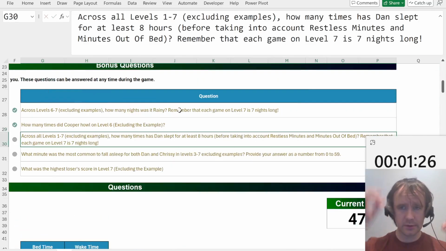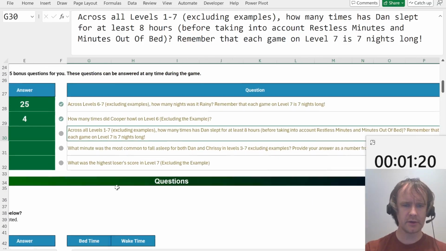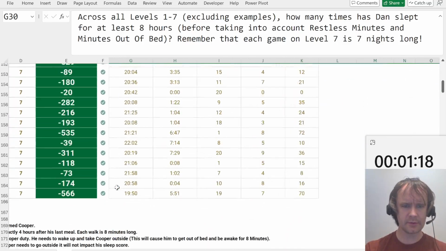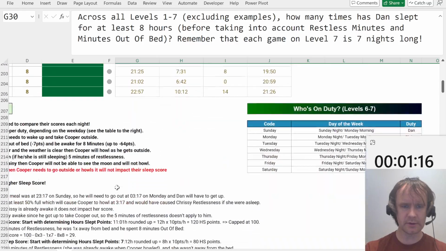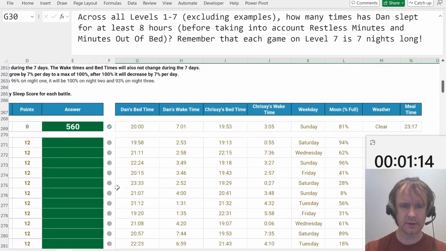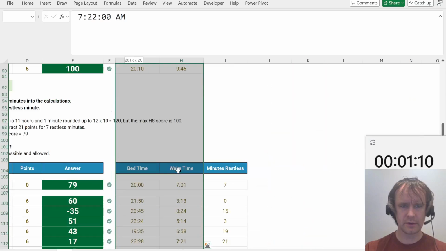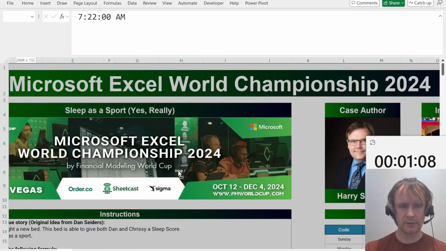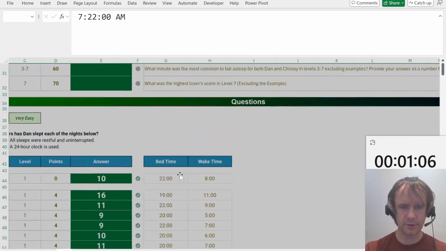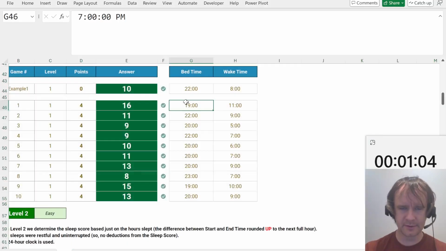Across all levels, how many times has Dan slept for at least 8 hours before taking into account all this other stuff? 7 nights long, yada yada yada. Okay, if it's following a clean structure, this is Dan, this is Dan, this is Dan. Okay. I think I can just grab all this. Ah, no, stupid merge cells. Oh, don't I have a macro for this? Macro's not set up. All right, never mind.